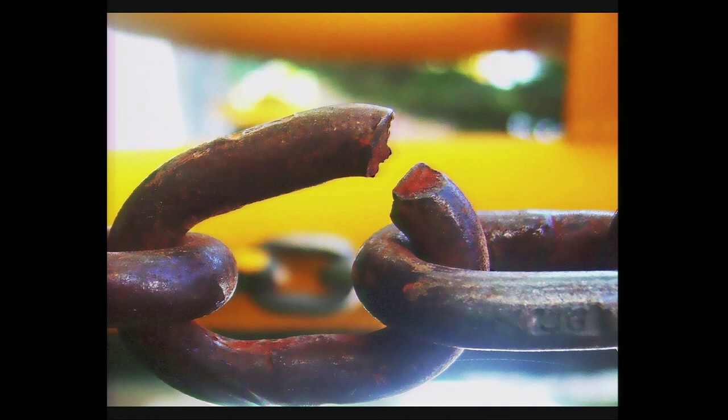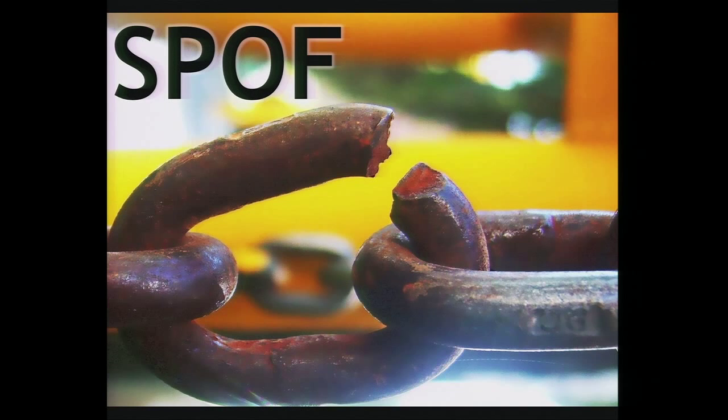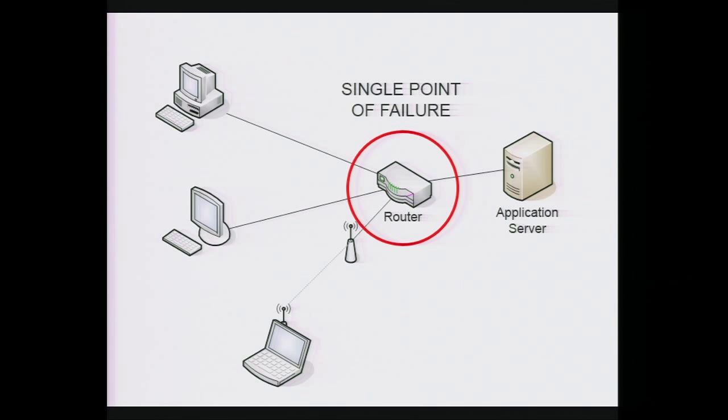So we've all heard the expression, a chain is only as strong as its weakest link. Now, in computer parlance, the phrase for that is single point of failure. And it's the same idea. If you have a single component in your integrated system, and that single component fails and brings down the whole system, that's a single point of failure. And in computer architecture, we don't like single points of failure.